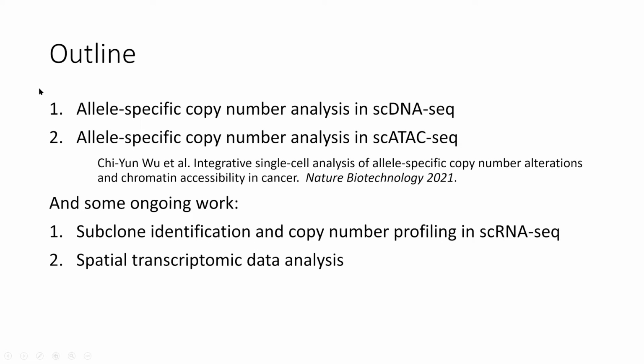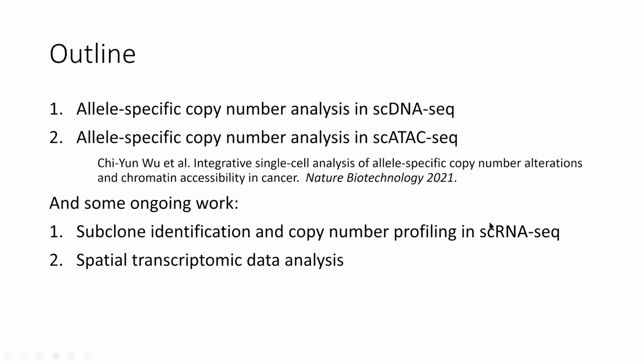Bullets 1 and 2 are already published in our recent paper, "Integrative single-cell analysis of allele-specific copy number alterations and chromatin accessibility in cancer." I'm going to provide some examples from that paper, but you can look at the details there. And then after that, I'm going to give you a rundown of some recent work on subclonal identification and copy number profiling in single-cell RNA-seq.